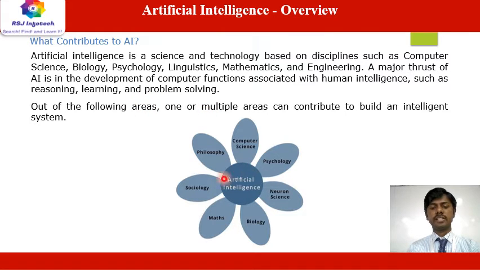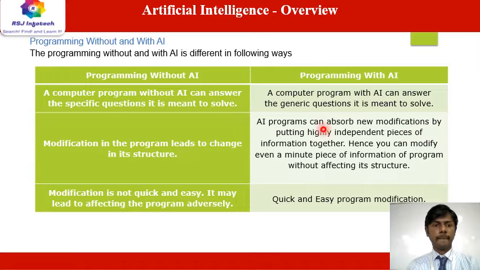This is a representation of artificial intelligence, which draws on different domains: computer science, psychology, philosophy, neuroscience, biology, mathematics, sociology. So different domains are majorly contributing to the creation of artificial intelligence systems. Let me see how we can differentiate programming without and with artificial intelligence.